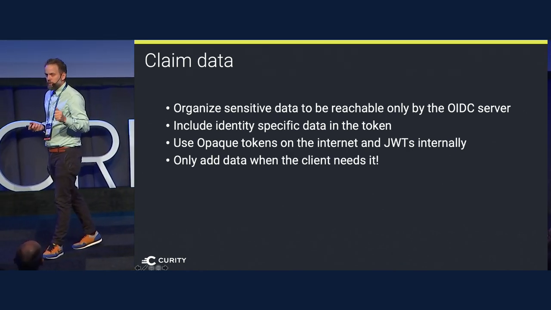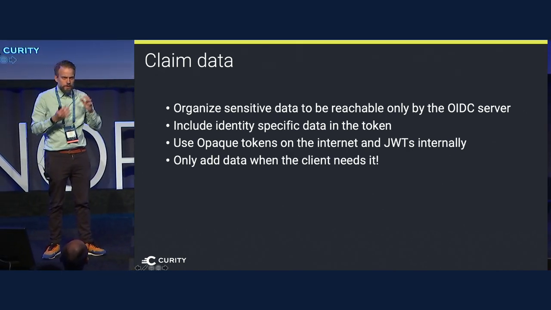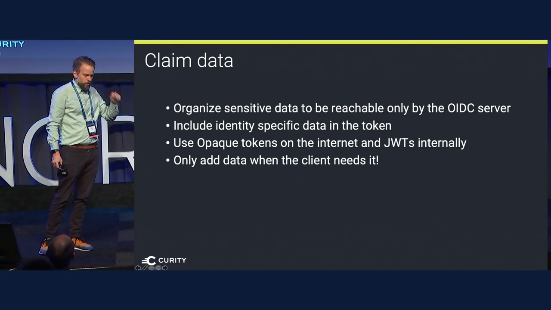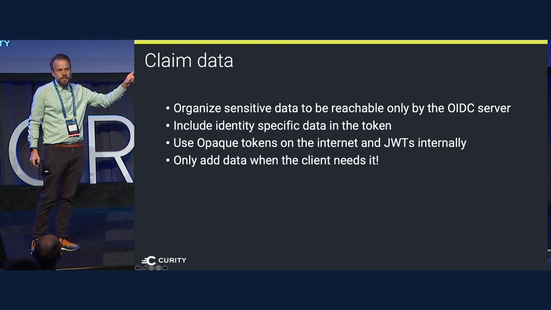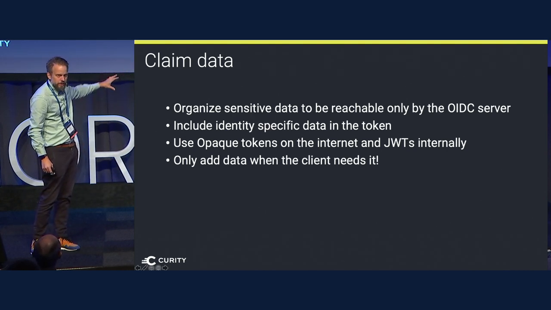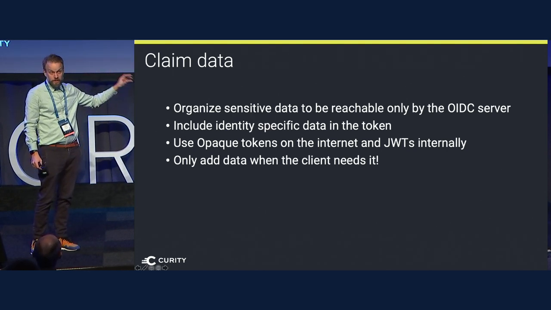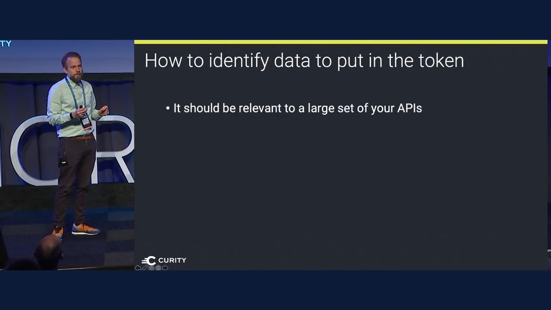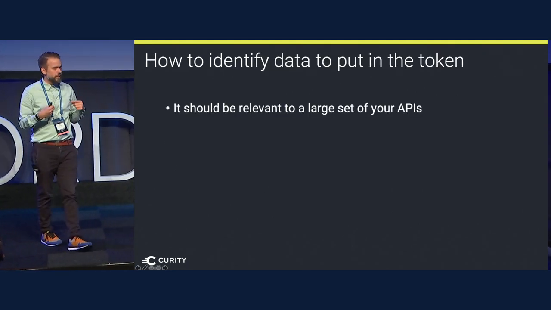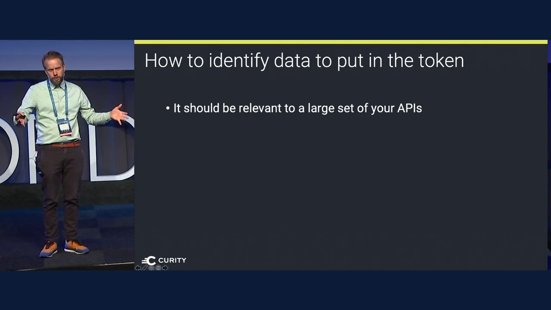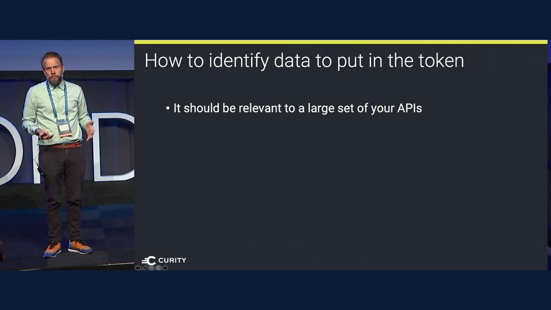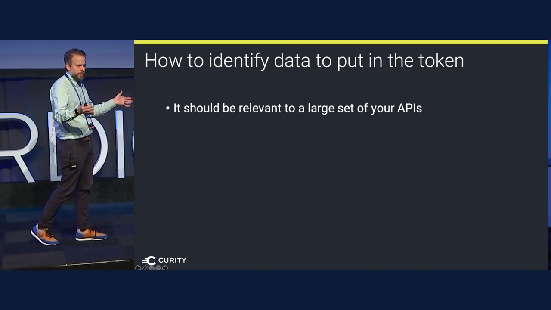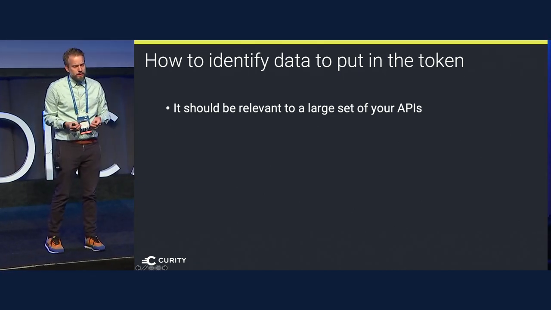And only add data when the client needs it. So you need to be clever. Don't always add everything in every token going out. Your OAuth server needs to be clever and only add data when it knows, okay, it's going to reach these APIs, then it needs these things, only that. So how do you identify this data that you put in there? Well, it should be relevant to most of your APIs, like the 80-20 rule. If 80% of your APIs need it, I mean, put it in there.